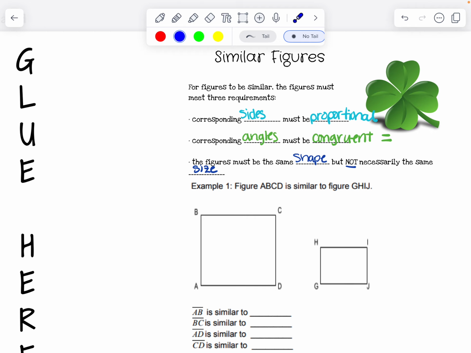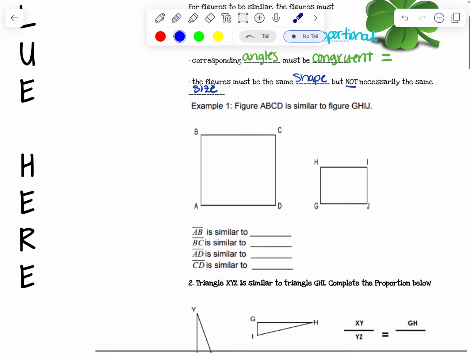All right, the other thing is the figures must have the same shape, but it doesn't always have to have the same size. So this is a good example of one. You have a shape here that is larger than the other one. They are proportional, but they don't have to be the same size. Okay, so a few little things.